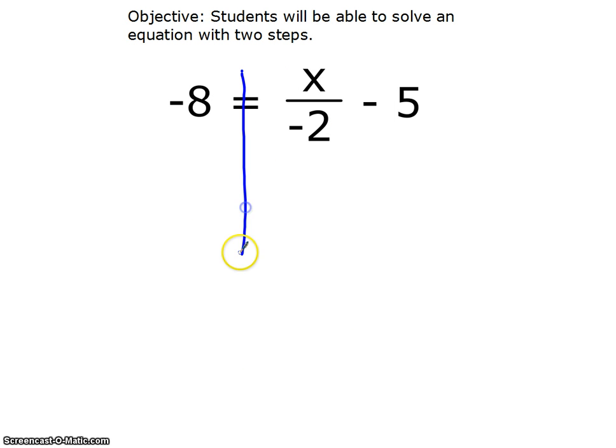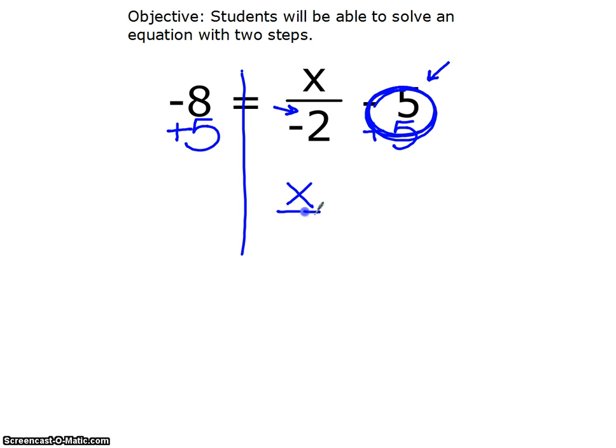Okay, same thing with this one. I'm going to get rid of the negative 2. I'm going to get rid of the minus 5. If we're subtracting 5, I want 0. So I'm going to add the 5. Add the 5, I get 0. Negative 5 plus 5 is 0. That's what we want. X over negative 2. And if I add those, I get negative 3. 8 negatives and 5 positives.